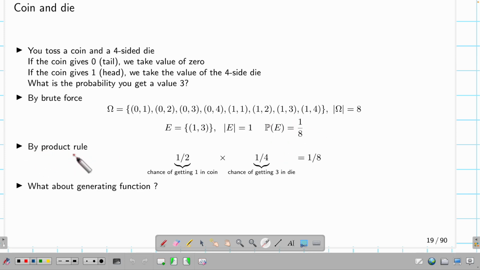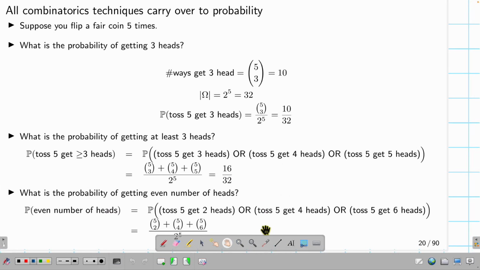Consider it by product rule. There's a half chance we can get head and 1 over 4 chance we can get a 3 in the 4-sided die. So therefore it will be this number multiplied by this number, which gives us 1 over 8. And here's a question for you. How do you solve this problem using generating function? Think about it. Here's another set of examples that combinatorics is useful in probability.